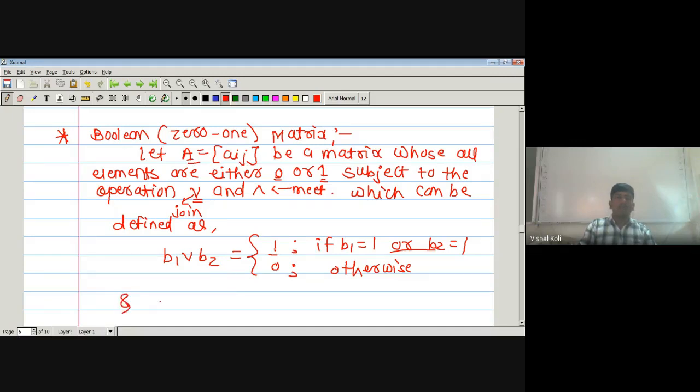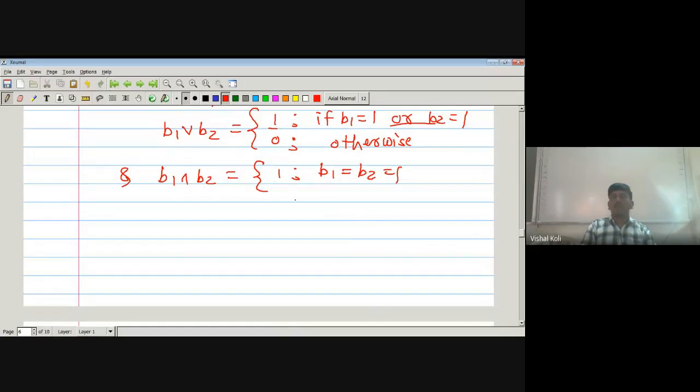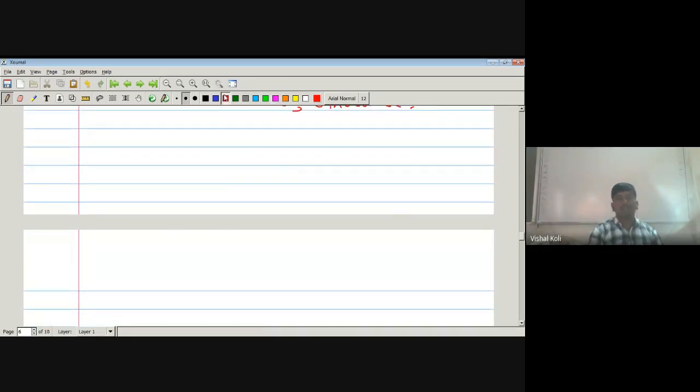the B1 meet B2 can be defined as B1 meet B2 is equal to 1 if B1 equal to B2 equal to 1. So B1 meet B2 is equal to 1 if and only if both B1 and B2 are equal to 1 and equal to 0 otherwise. Okay, so in this way we can define the two operations meet and join. This will be a join and this will be a meet. Now we have to see the definition of how to take the product of two Boolean matrices. Okay, now there will be a definition.